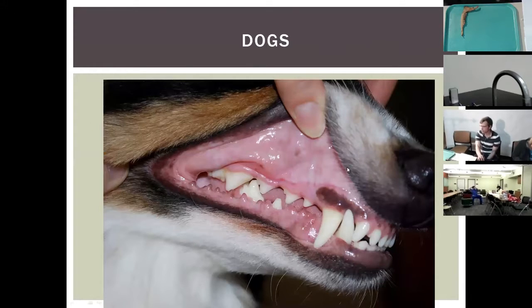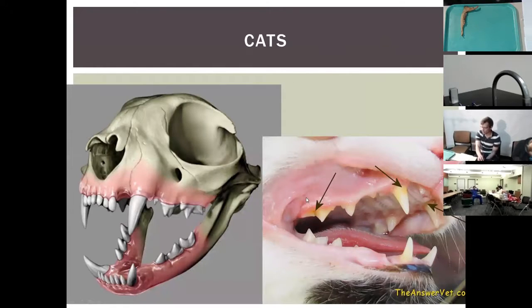So here's a picture of a dog, and you can see that the canine is quite prominent. And if you go towards the back, even some of the molars have a little bit of flat surface, but it's much sharper than what ours are. With a cat, similarly, it's just sharp surfaces all around. So even the molars back here are very sharp.